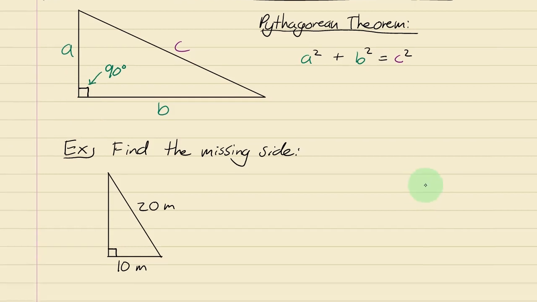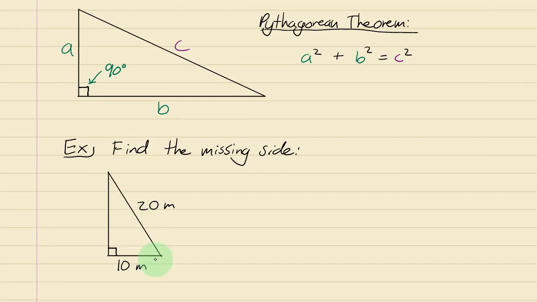So let's do a quick example of that. Here the hypotenuse is 20. That's like the C that goes on the other side. So we square that. That should be equal to the sum of whatever this squared is. Let's just call that A. And plus the B squared, which in this case is 10 squared. So we need to find what value of A makes this work.